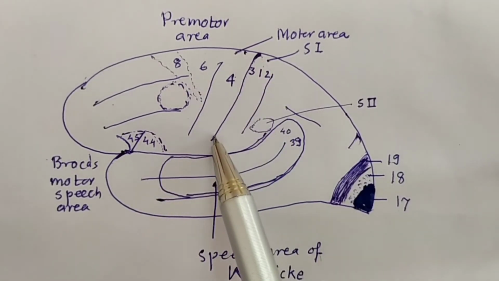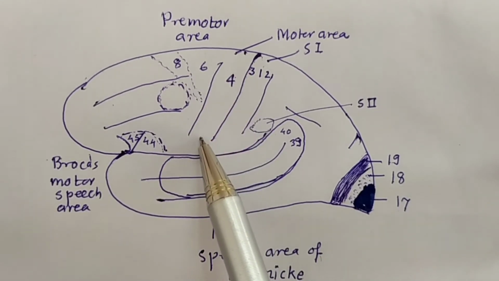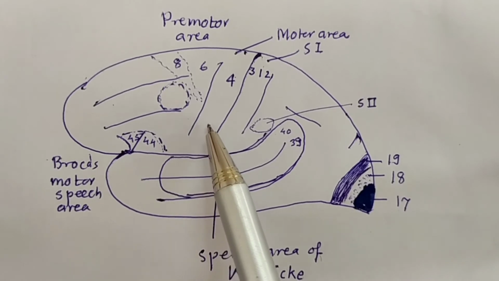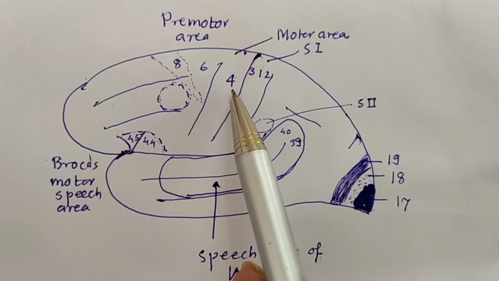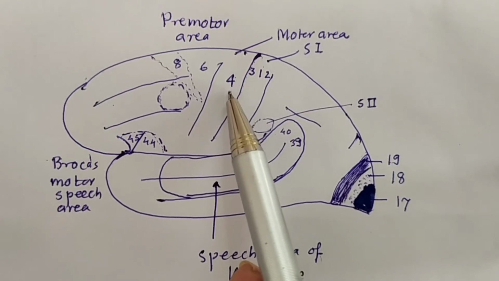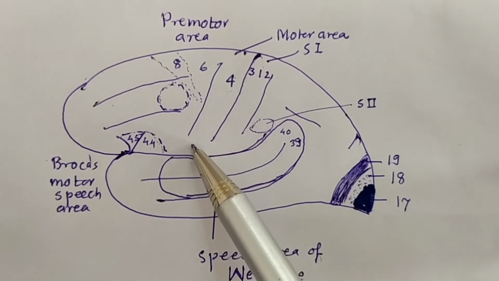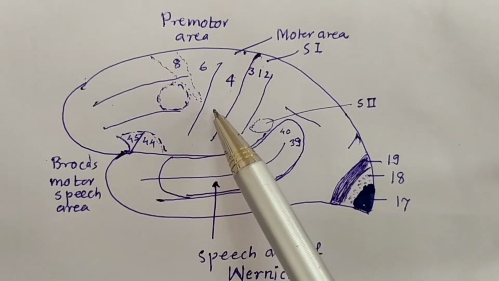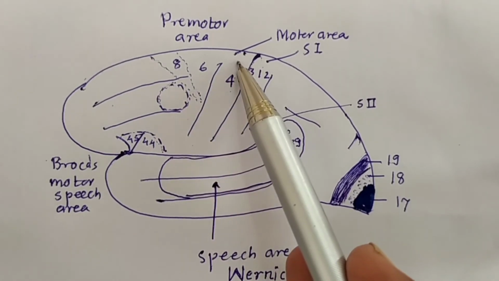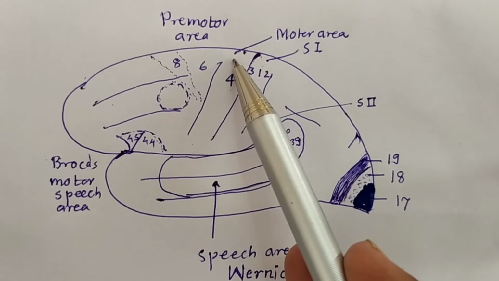This is the central sulcus, and in front of it is the precentral gyrus, that is the motor area, area number 4. This area shows large pyramidal cells, giant pyramidal cells of Betz. Here the body is represented upside down, meaning head, neck, upper limb, thorax, abdomen. The lower limb and genitalia are represented on the medial surface.